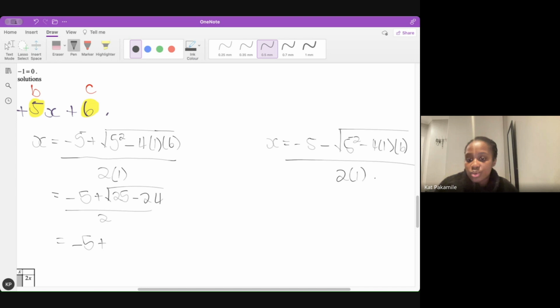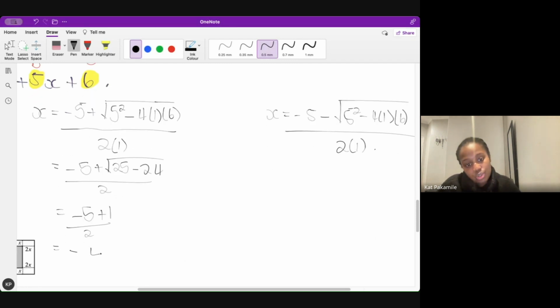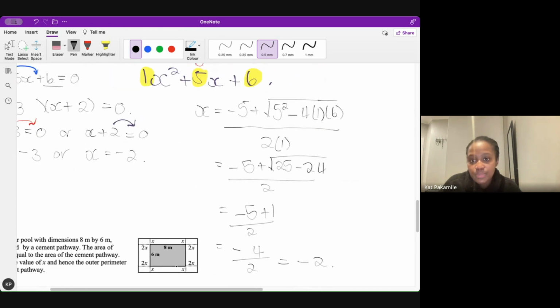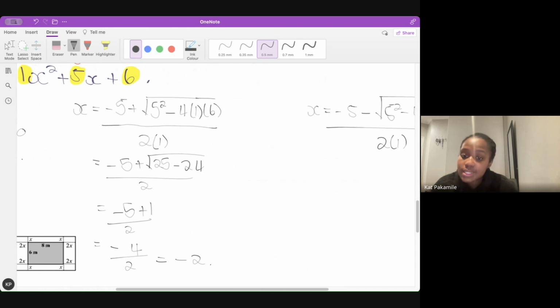Okay, and this is equal to negative 5 plus. What is 25 minus 24? 25 minus 24 is 1. So it's negative 5 plus the square root of 1, which is 1, divided by 2. And what is negative 5, excuse me, plus 1? Negative 5 plus 1 is negative 4. And negative 4 divided by 2, negative 2. Is that not one of our solutions that we got over here? Do we see, guys? That's the same solution we got.